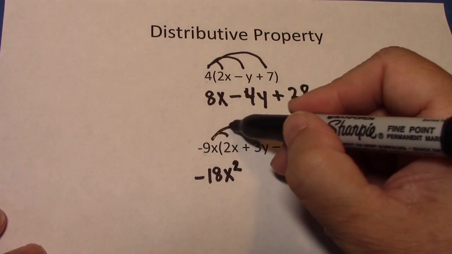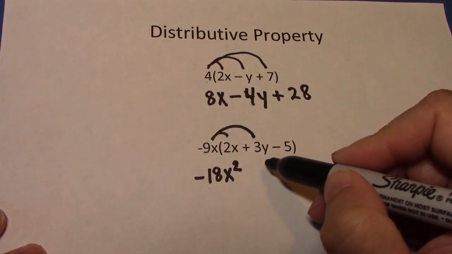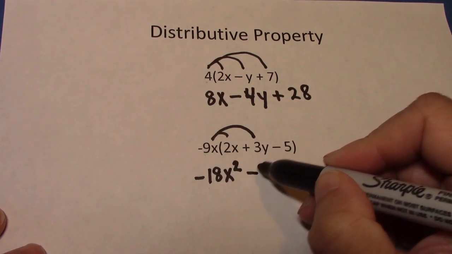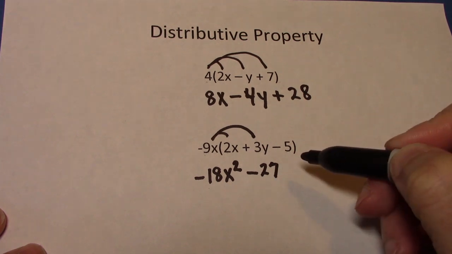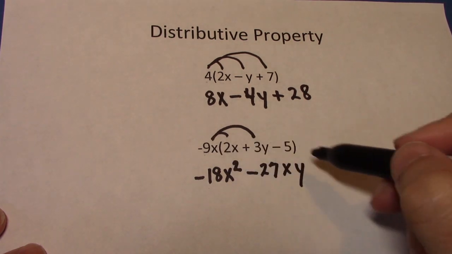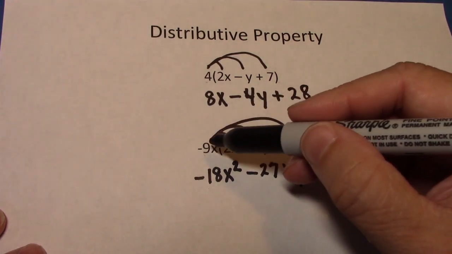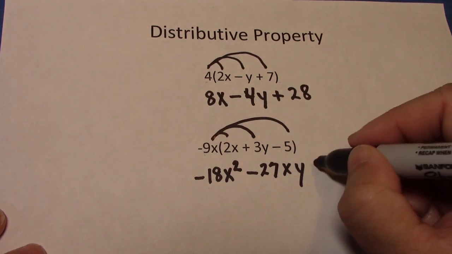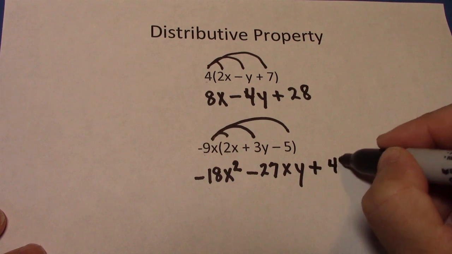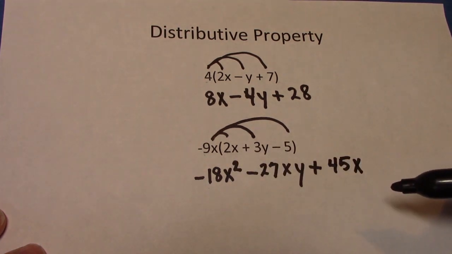All right. Now the negative 9x times positive 3y. Negative 9 times positive 3, that's going to be a negative 27. And we have an x and a y, so we keep the x and y multiplied together. And finally over here, negative times a negative, this time it's going to be positive. The number part of this is 45, 9 times 5. And don't forget the x.